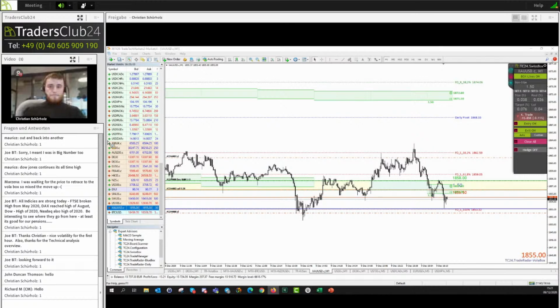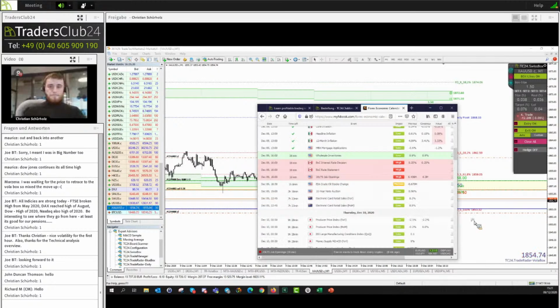So not long now until the market opens. Got around 9 minutes left. And we've got around 40 minutes left until we see some kind of fundamental input into the markets.